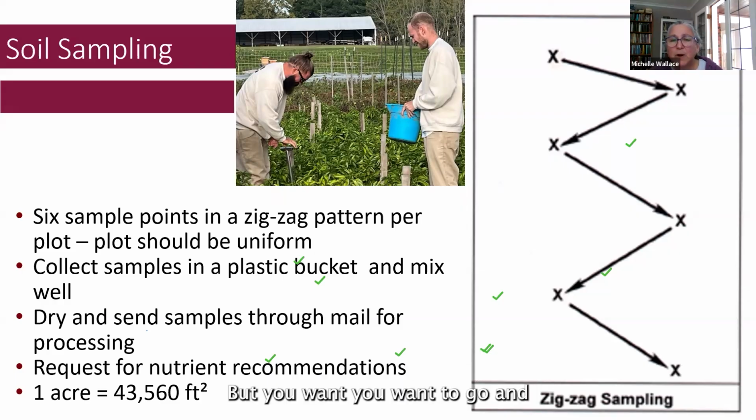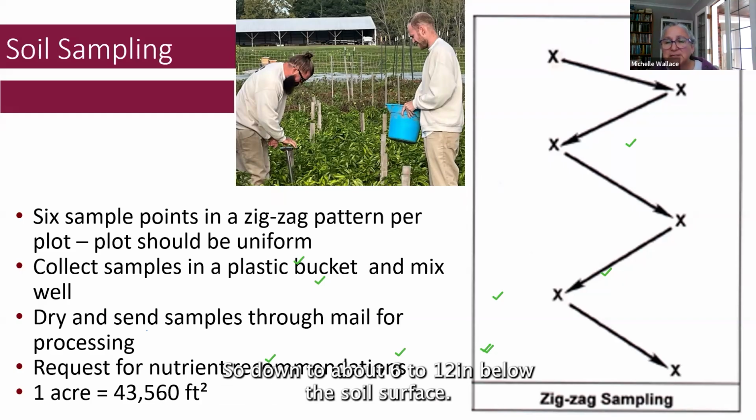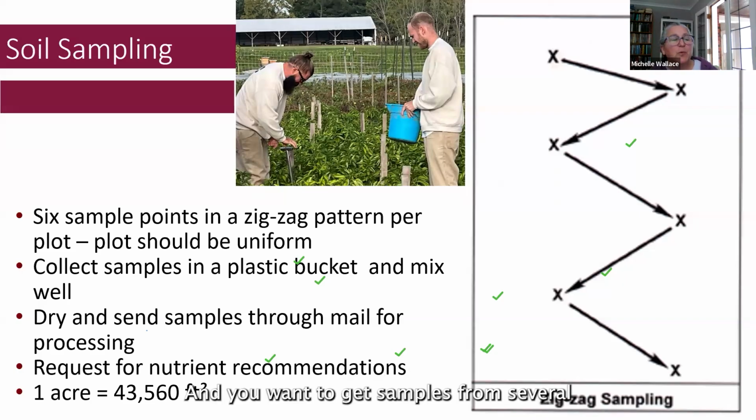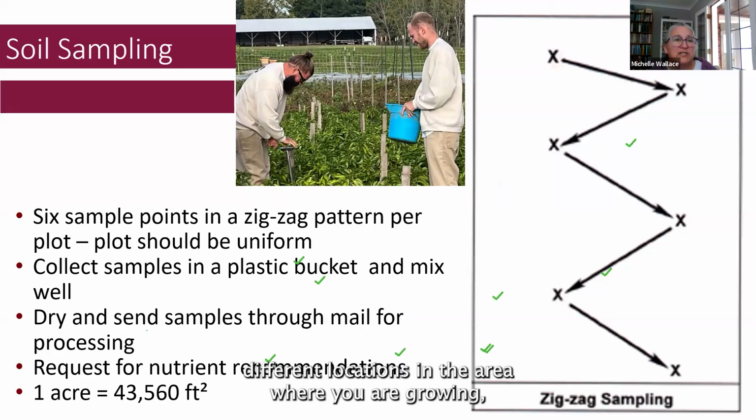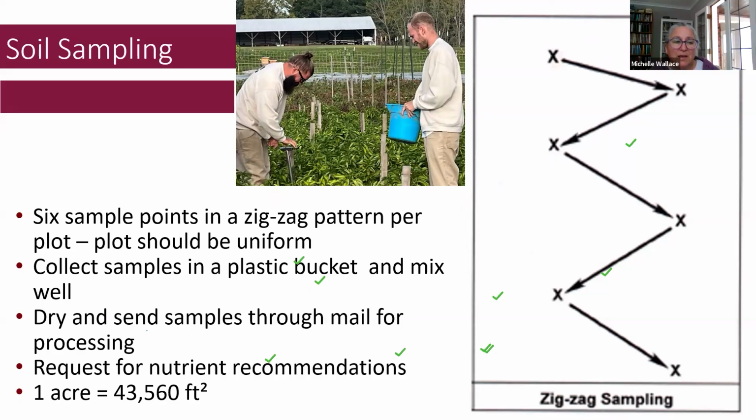But you want to go and collect samples of soil down to where the roots are in the ground, so down to about 6 to 12 inches below the soil surface. And you want to get samples from several different locations in the area where you are growing, so that you're trying to get a good sense of what's going on in the area.